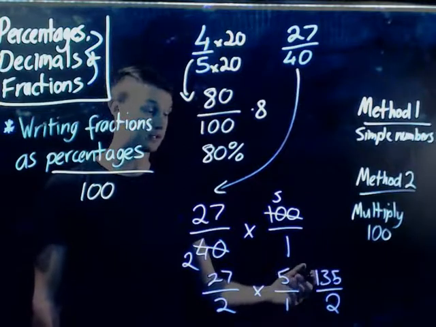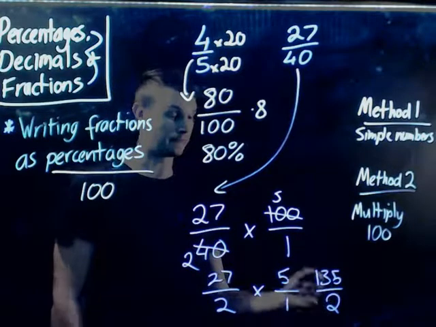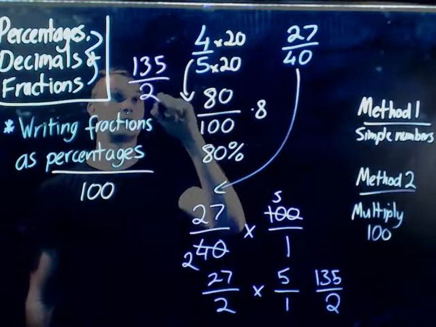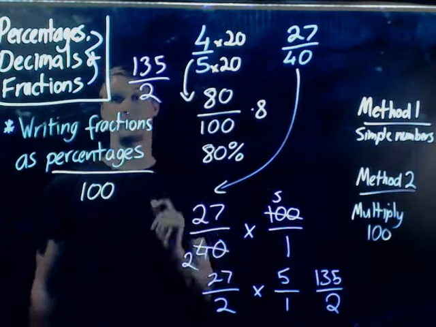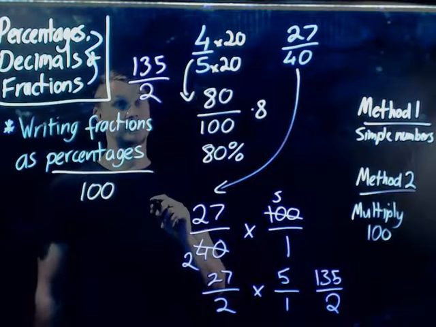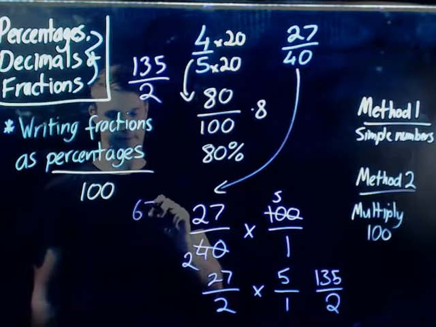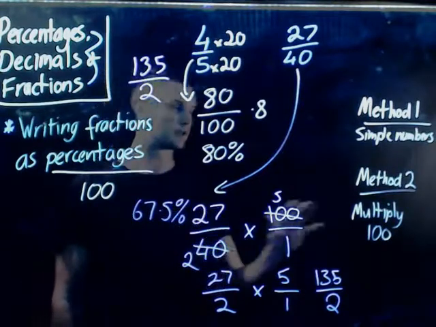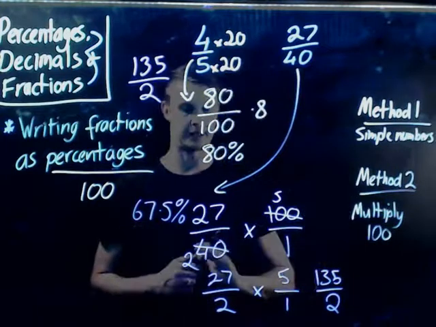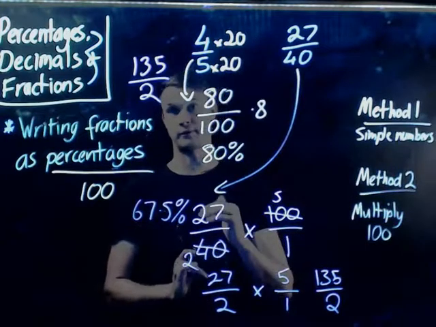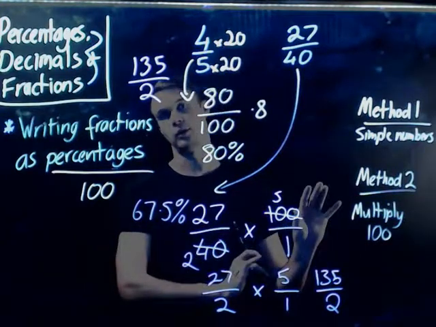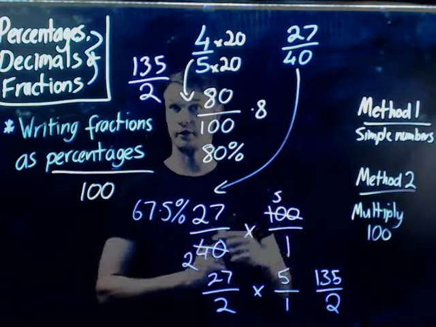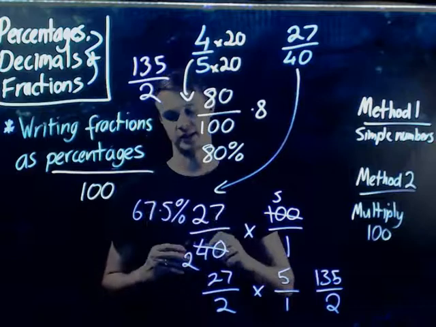So all I need to do is convert this down so I get to 1. So if I write this up here, 135 over 2, all I need to do is divide 135 by 2, which will give me 67.5. And now I can write that as a percentage. So method 2 gets a little bit complicated, but as long as you know that if you have a fraction, all you have to do is multiply it by another fraction of 100 over 1, cross cancel, simplify, and that's how you can get your percentage from there.